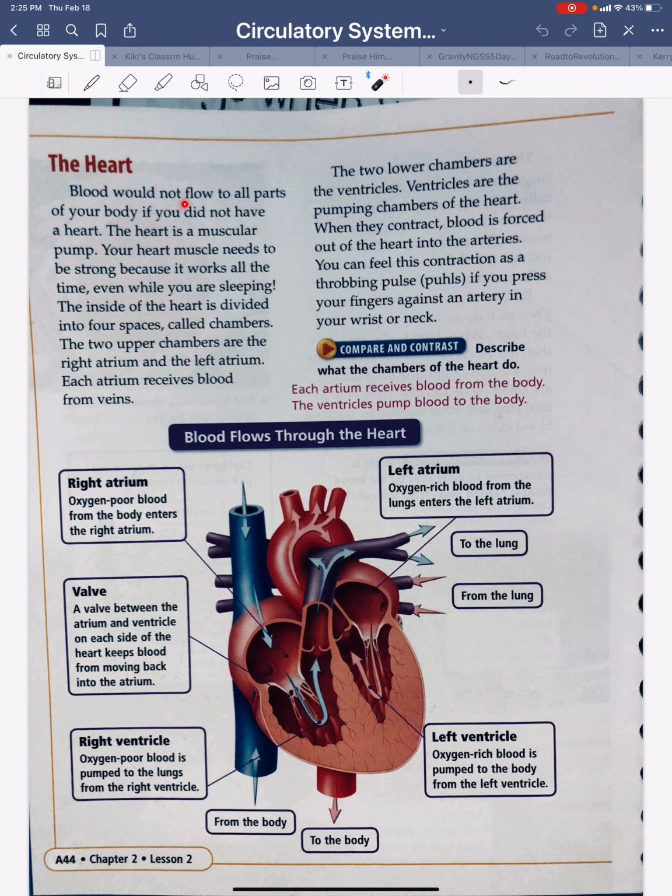Blood would not flow to all parts of your body if you did not have a heart. The heart is a muscular pump. Your heart muscle needs to be strong because it works all the time, even while you're sleeping.